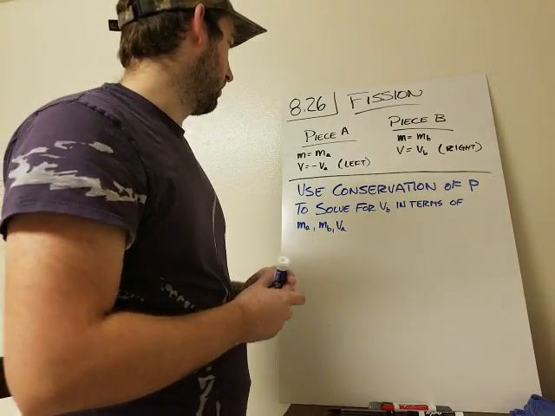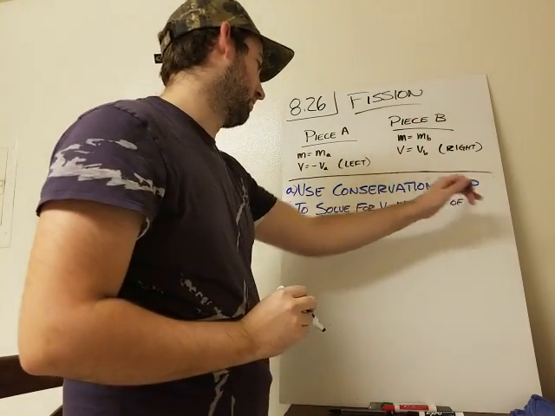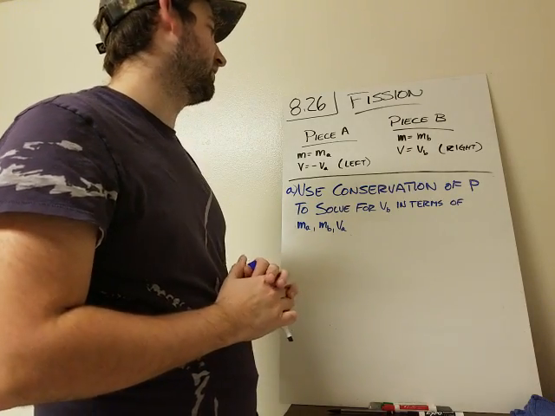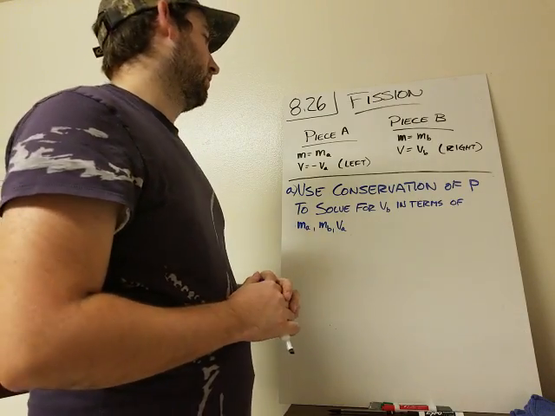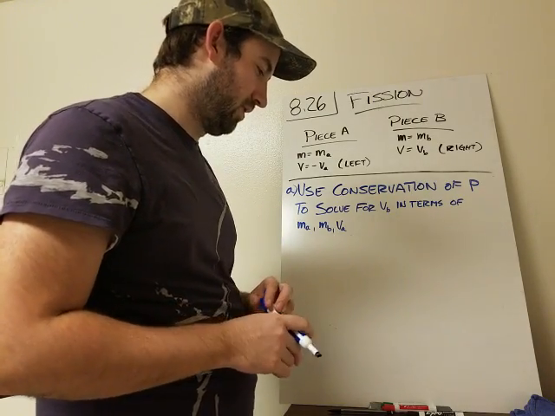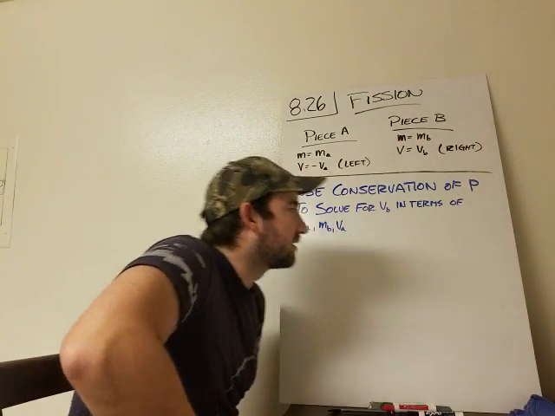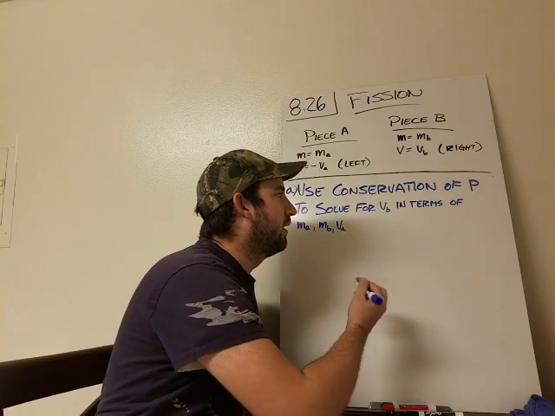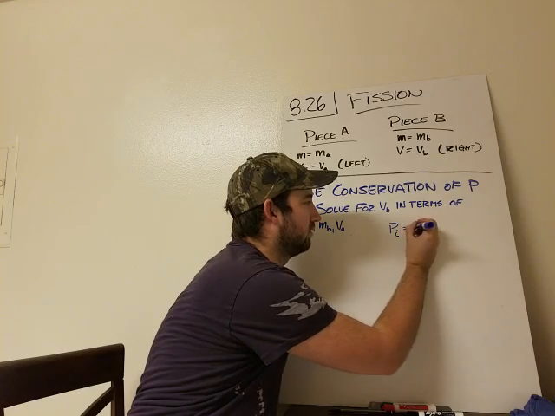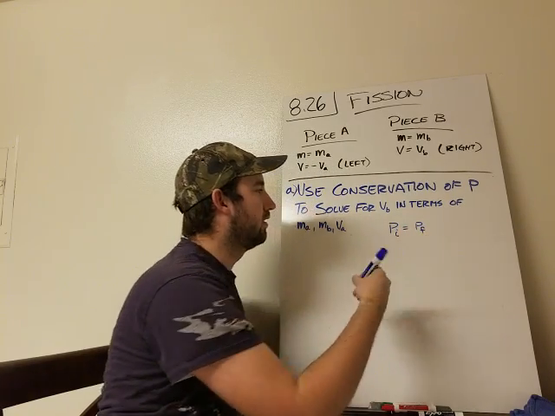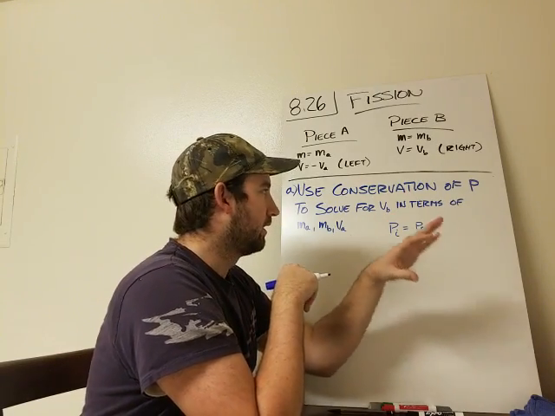So we'll start with part A, which is right here. Use conservation of momentum to solve for v sub b in terms of m sub a, m sub b, v sub a. That's a lot to say. So let's get into it. We know from just the very basics of conservation of momentum that P I, the initial, equals P f. So the momentum is conserved. It's going to be the same before and after.